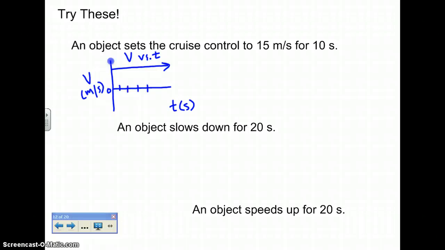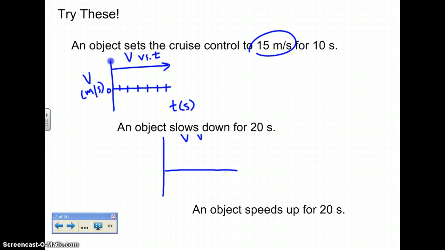Cruise control, cruise control, cruise control. You're not hitting the gas, you're not hitting the brake, yet you are moving. So clearly there's some velocity that you're moving at. So that would be above your x-axis there. Okay, so then an object slows down for 20 seconds.